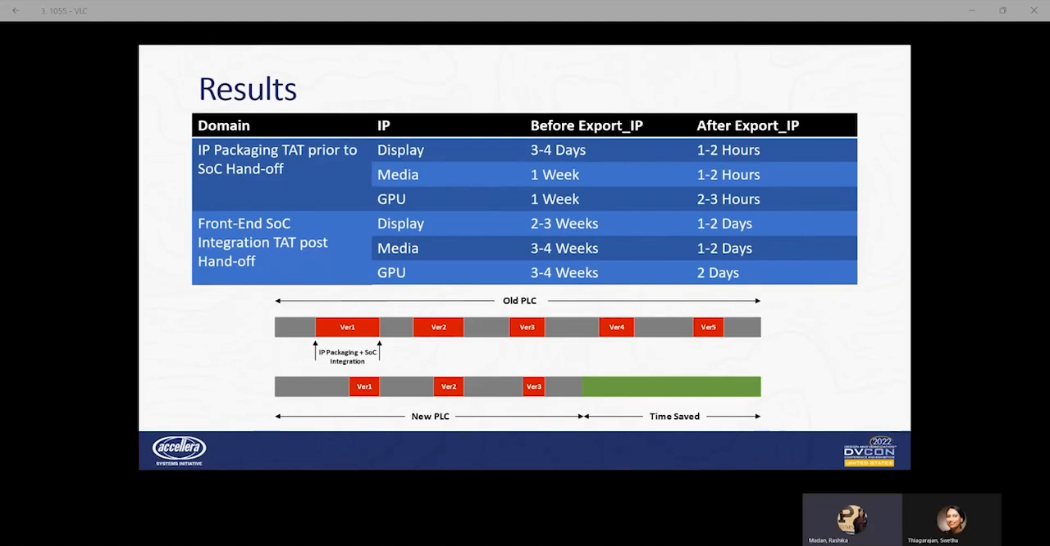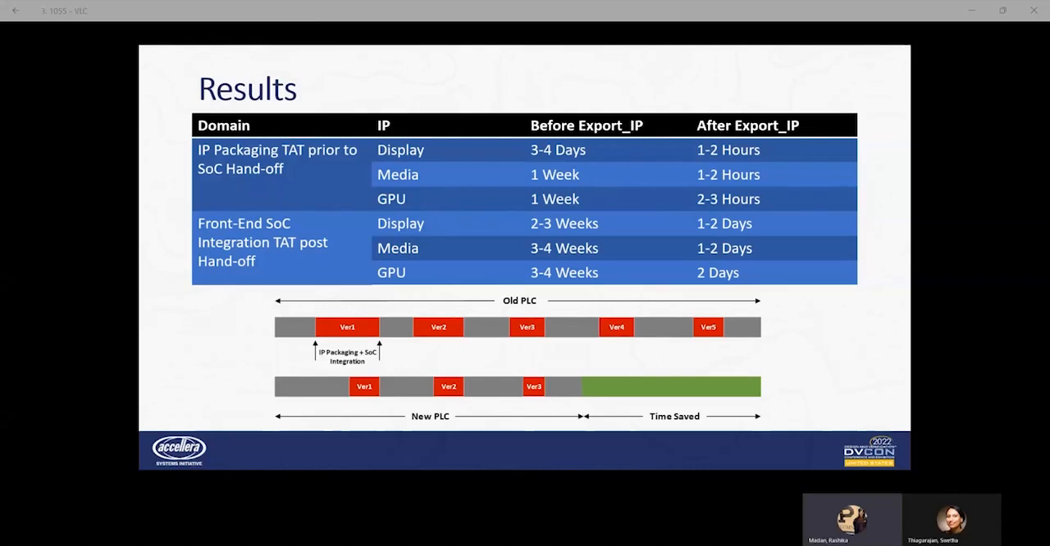In addition to the higher quality drops, Display was able to use the same infrastructure to deliver to different SoCs with varying requirements. In prior programs, SoC integrations of display IP would typically take 2 to 3 weeks. With export IP and Orion quality checker, this was reduced to just 3 days: 1 day to build and deliver the package, and 2 days to successfully integrate it at SoC.